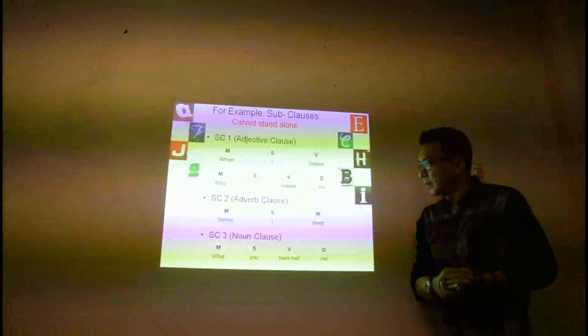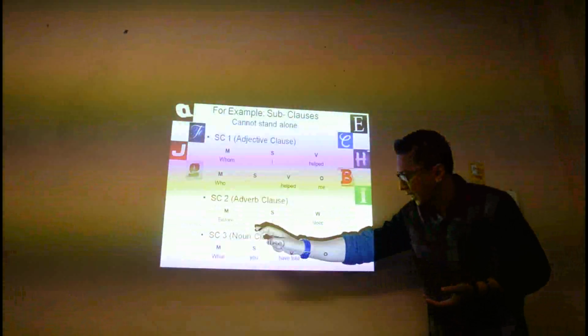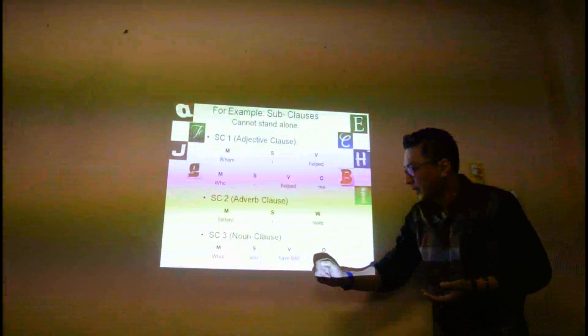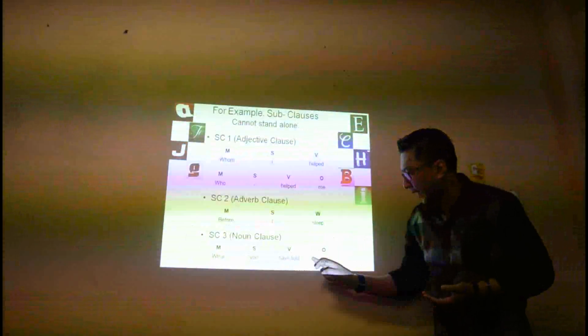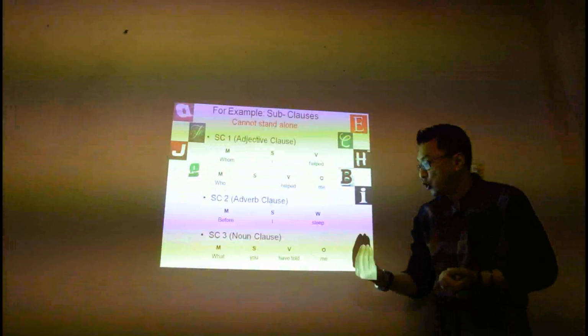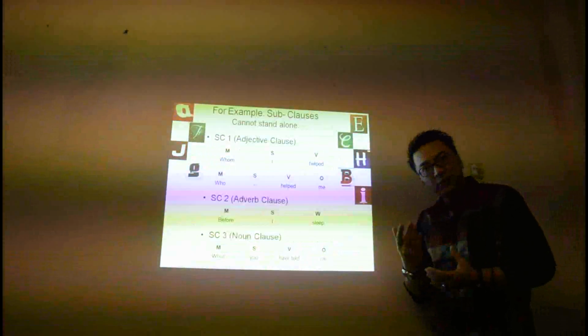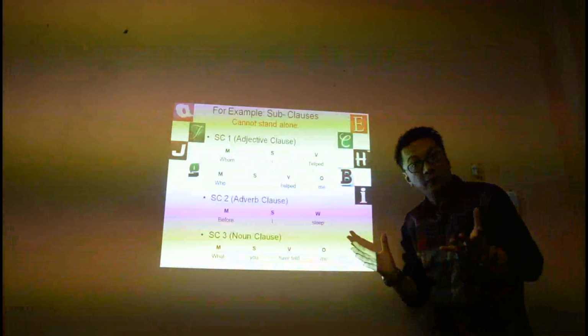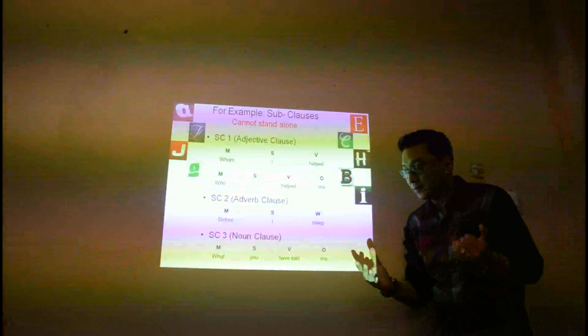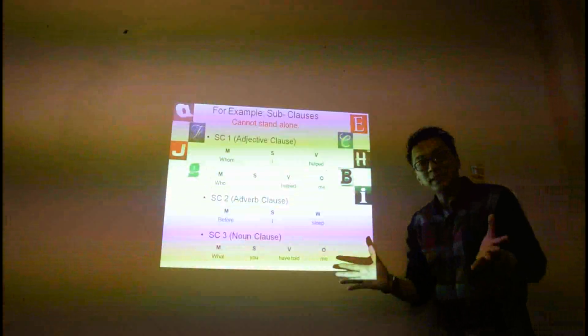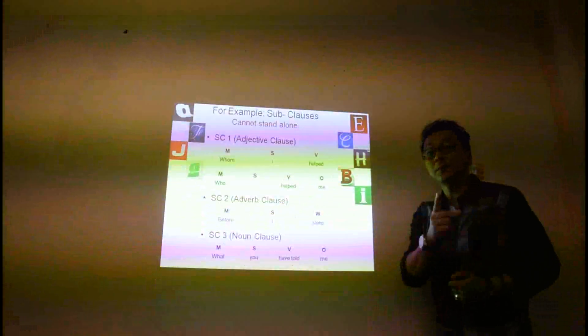something is missing. And again, the last one, the child, number 3, noun clause, you have a different marker here, what? And this is the example. What you have told me. Again, just imagine you talk to someone one day and suddenly you say, what you have told me. Information is missing. What is missing? You know the answer, the mother.